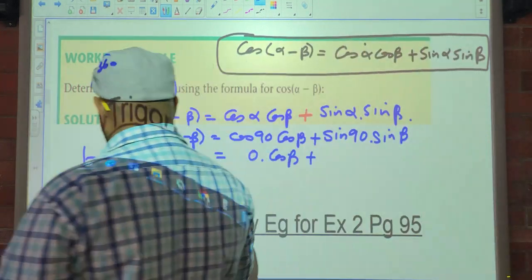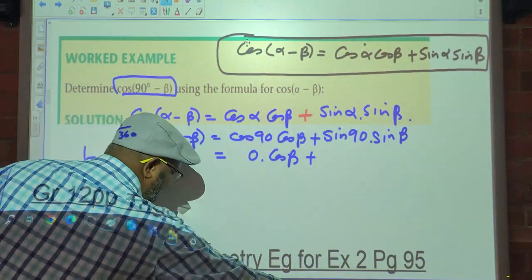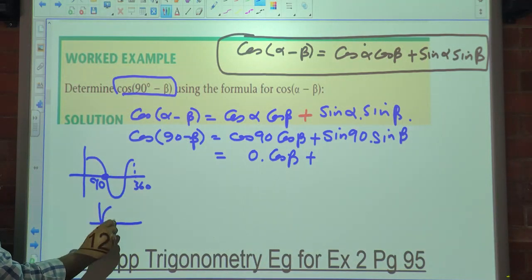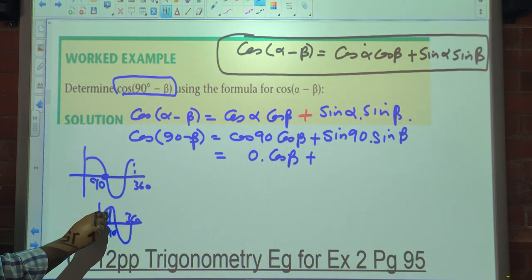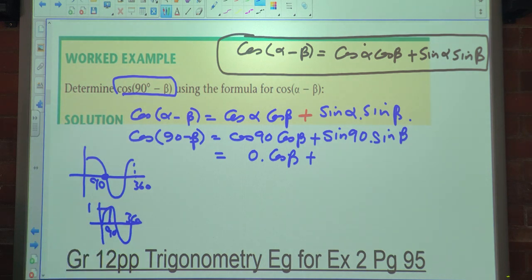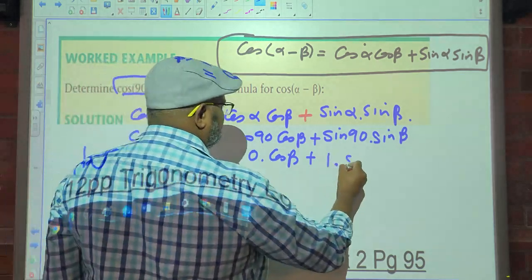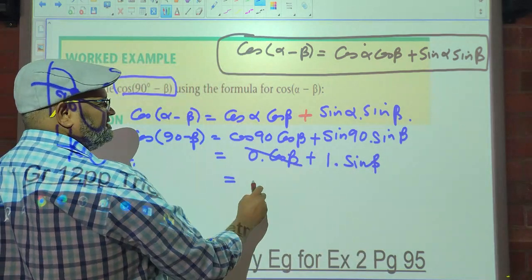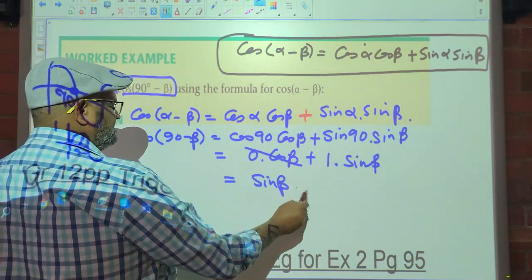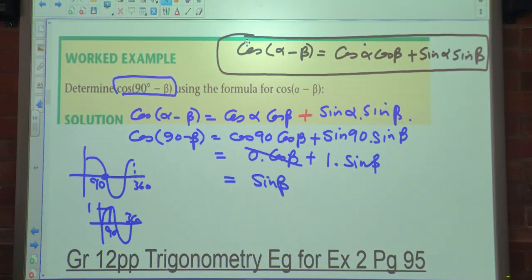Sine of 90, we draw the sine graph. This is 360. What is this point here? 90 corresponds with 1. So it's going to be 1 times sine of beta. 0 times cos beta is gone. The answer is sine beta. Then you have just proven, using that identity, that cos of 90 minus beta is equal to sine of beta.